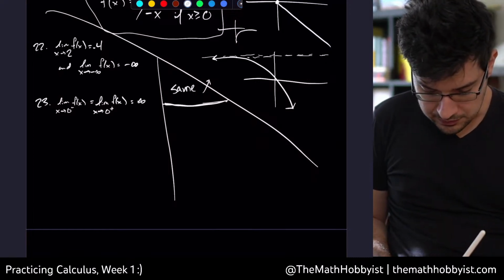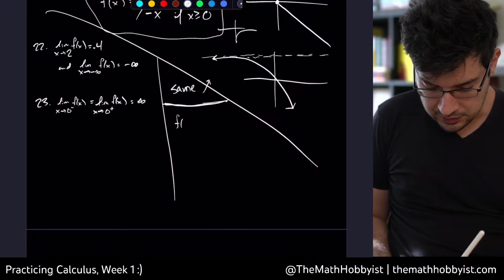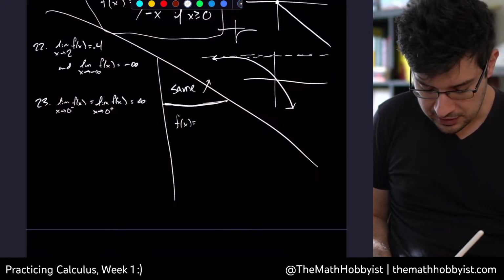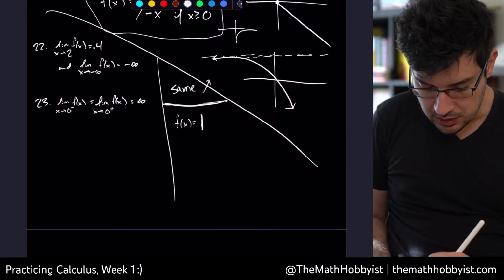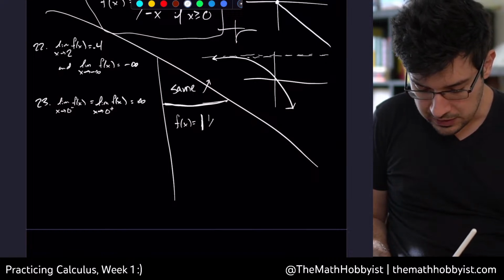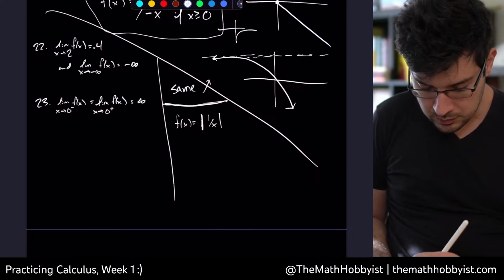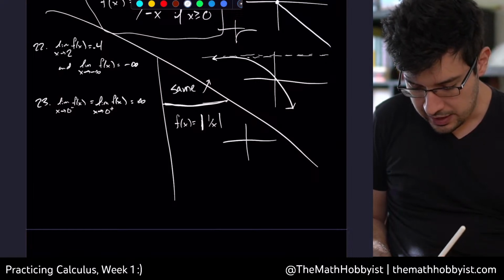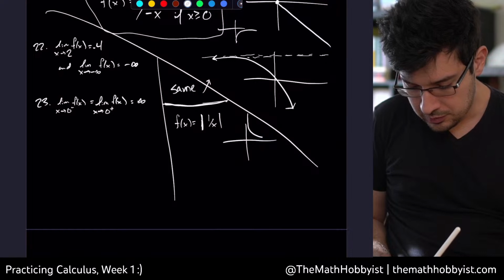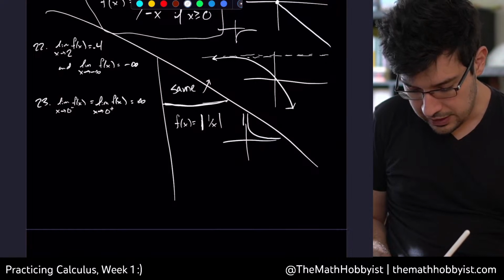Alright, I do have one that's a little bit nicer off the top of my head on this one. f of x equals the absolute value of 1 over x is going to have behavior like this.